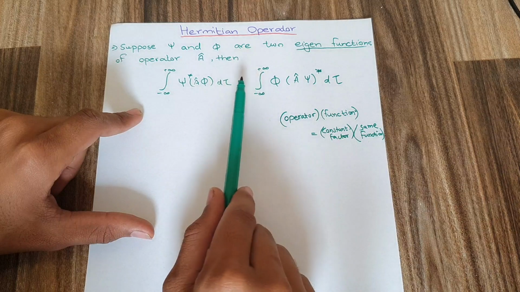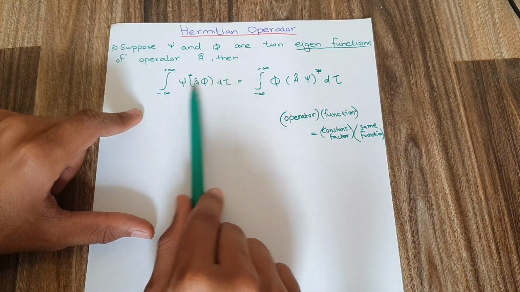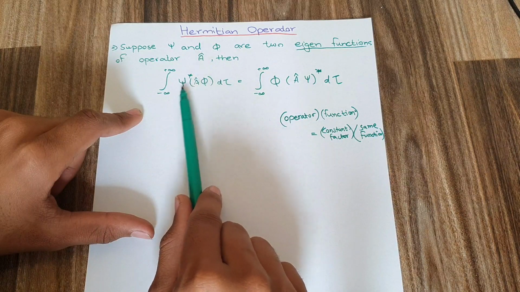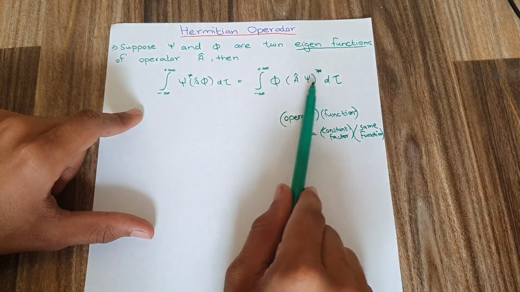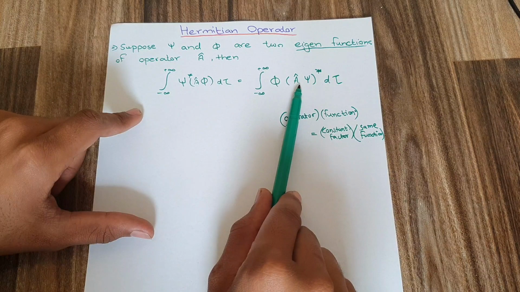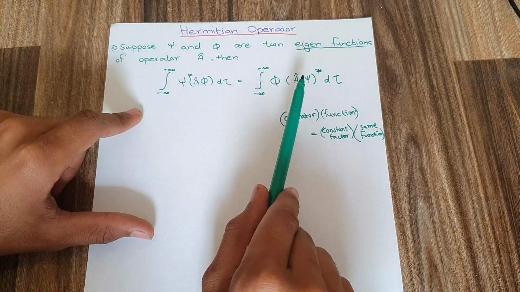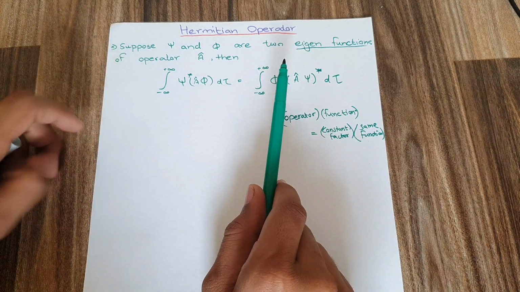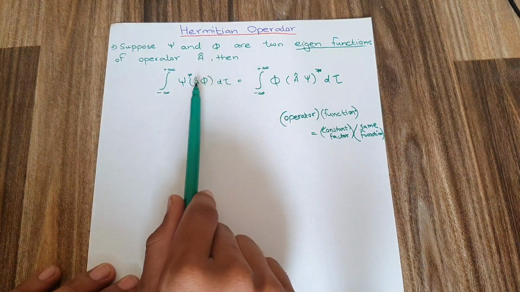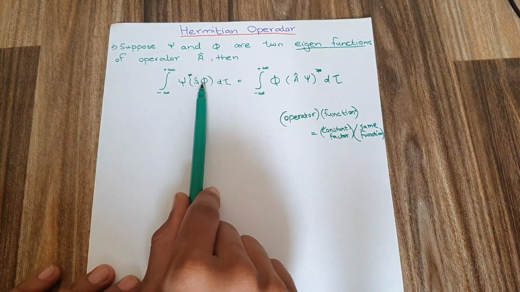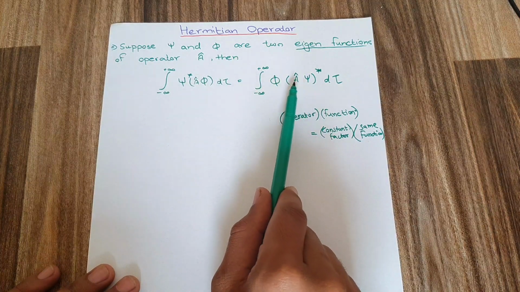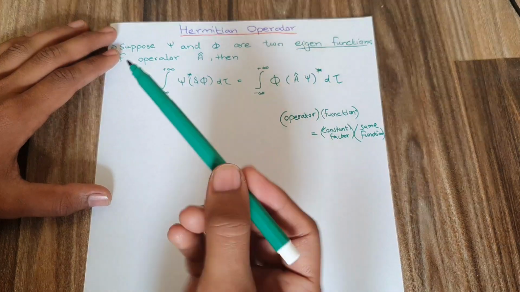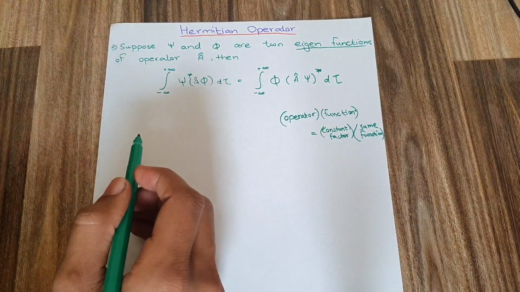As you can see, both answers should be equal. Only in the case in which the answer of the left hand side and the answer of the right hand side become equal can I say that operator A is a Hermitian operator. I am repeating: operator A is applied on one function on the left hand side, and on the right hand side operator A is applied on the second function. Let's move on with an example.